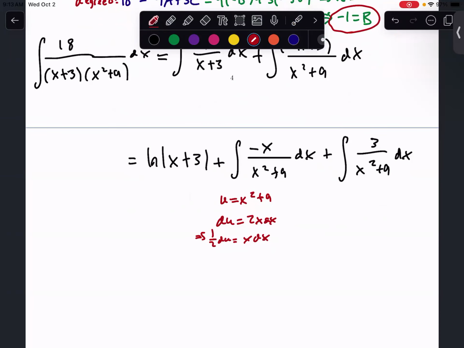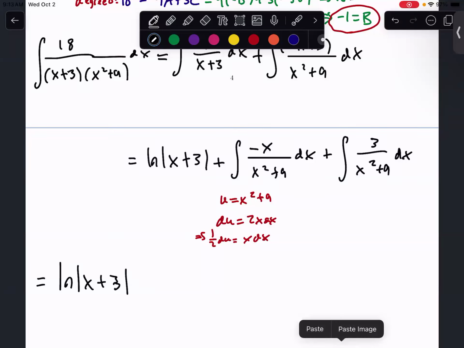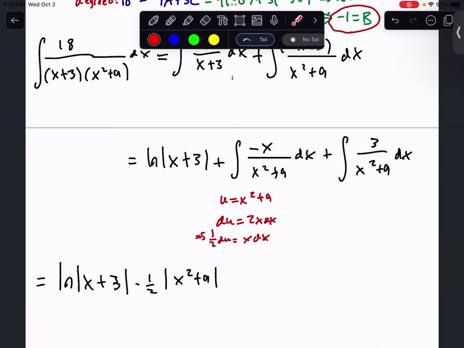And so what you end up getting for this integral, if you go through with the u substitution, I'm not going to write it out in complete detail. So we have the natural log of x plus 3. This next integral will end up being -1/2 times the natural log of x squared plus 9, again just by doing u substitution. After you do u substitution, you'll have a -1/2 here. This becomes your 1/2 du, and then you have a 1 over u. So you just get the natural log of x squared plus 9.